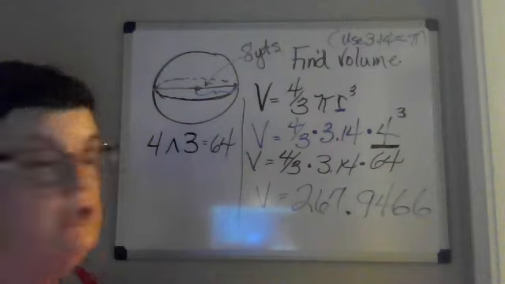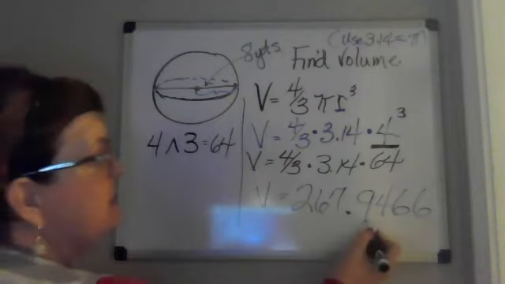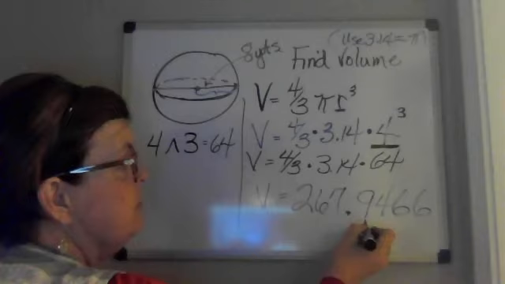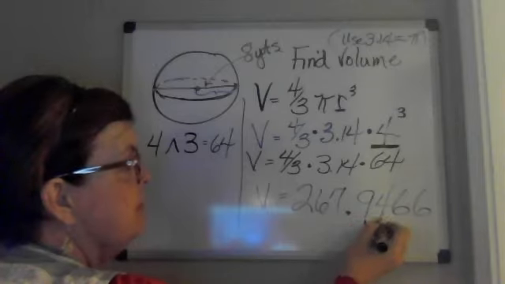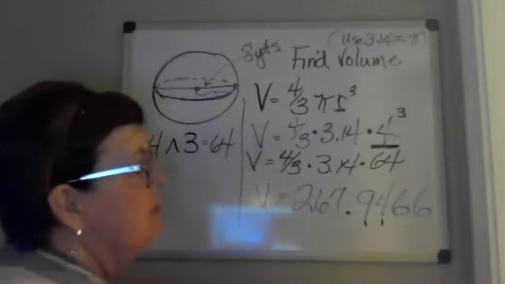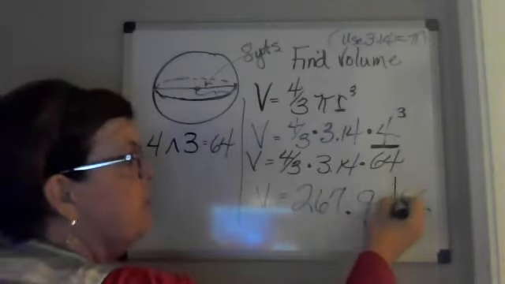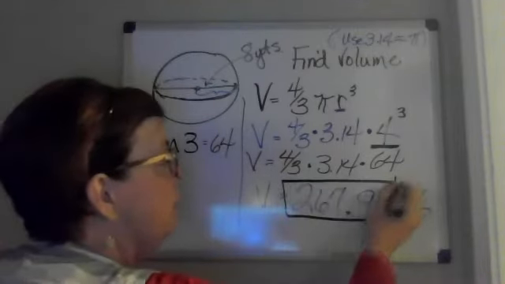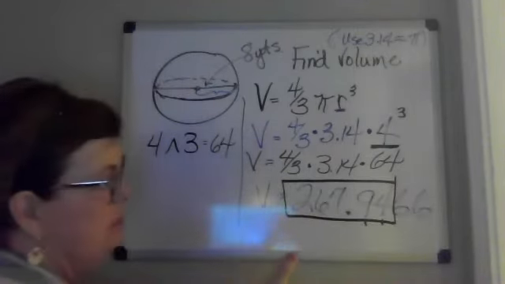The nearest hundredths place. This is the tenths place, right after the decimal. This is the hundredths place. If they said round to the nearest hundredths place, they don't want anything past that. This is the answer they want, with one exception.